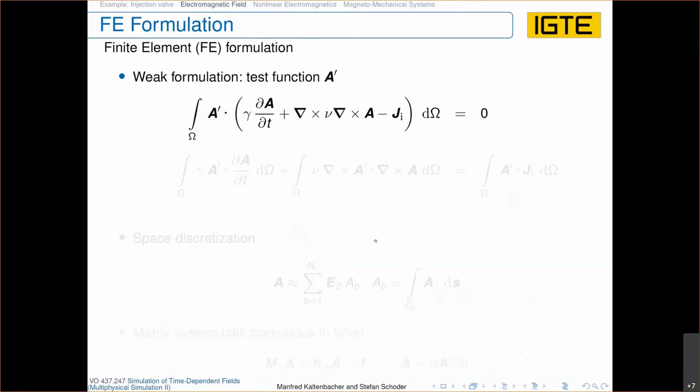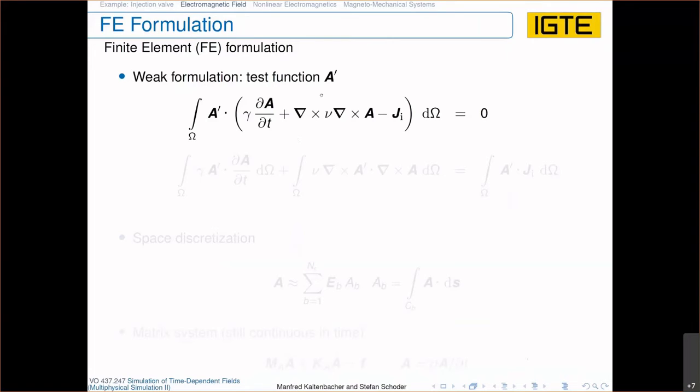Okay, so we know now how to discretize it, but before we discretize, our machinery is to first introduce a test function and multiply it with the partial differential equation. In this case, it is a dot product because we have a vectorial unknown, so our test function will also be a vector, which we call A prime. We integrate over the whole computational domain, and this has to be 0.